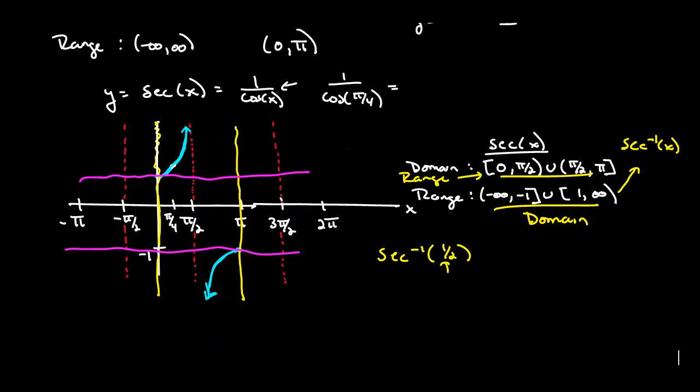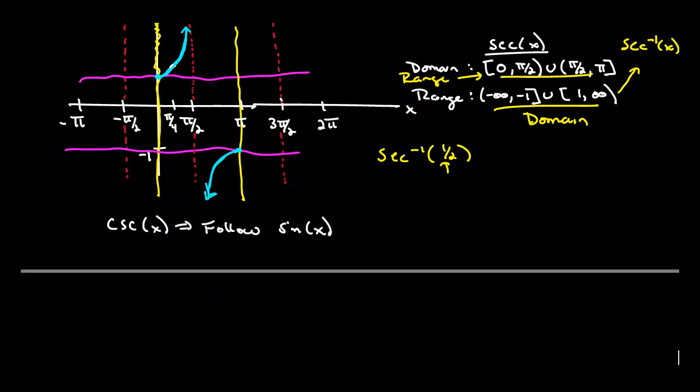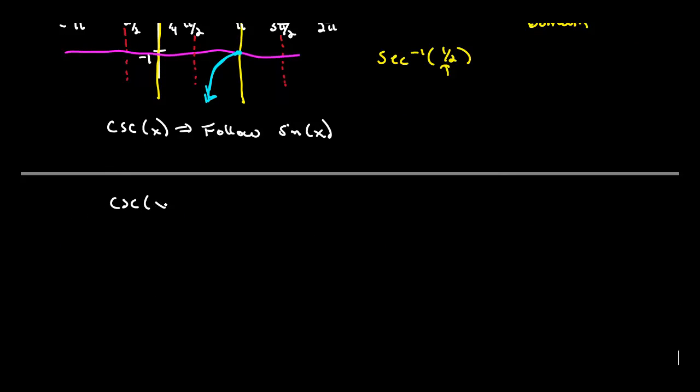Now, the same story is used for cosecant. I won't go through the whole thing. For cosecant, we would have to pick what we wanted our domain to be restricted to in order for this to have an inverse. So for cosecant, we'll follow sine. So what we'll say is for cosecant of x, its domain, sorry, it gets tough to write over here on the side. Its domain will be the same as sine, from negative pi over 2 to pi over 2.